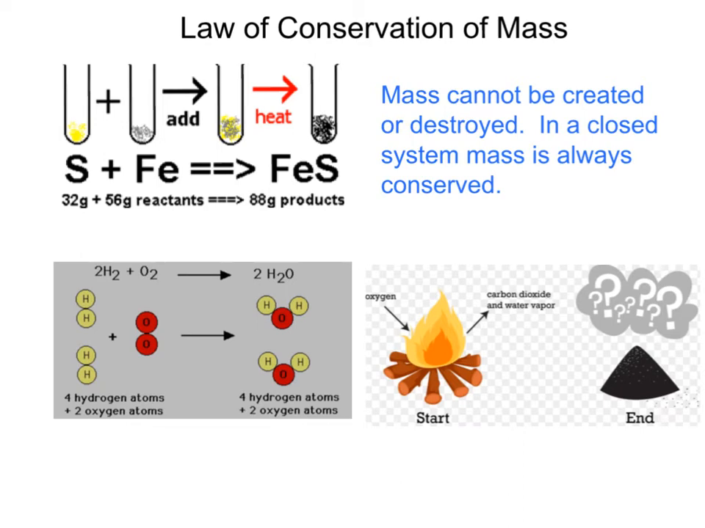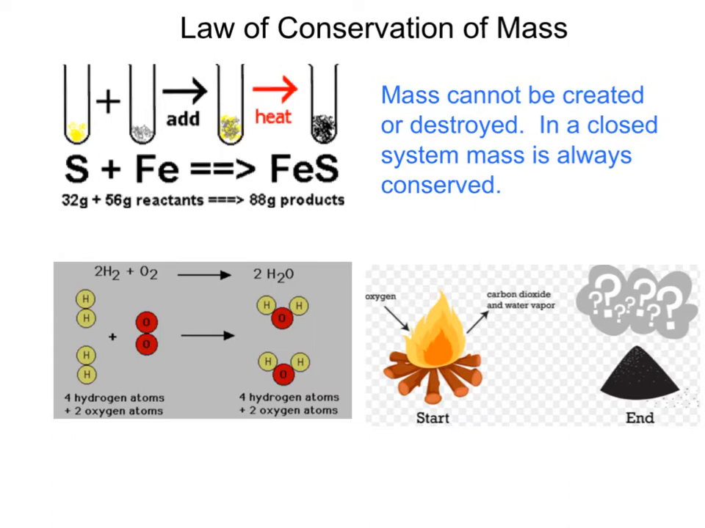Well, one of the key things we learned this year was that mass doesn't change. The law of conservation of mass, which is similar to the law of conservation of energy, says that mass can't be created or destroyed. If you have a closed system, which is what the universe is, a system nothing can get in or out of as far as we know, then in a closed system, mass is always conserved. Conserved means saved in this case. So here are some examples.